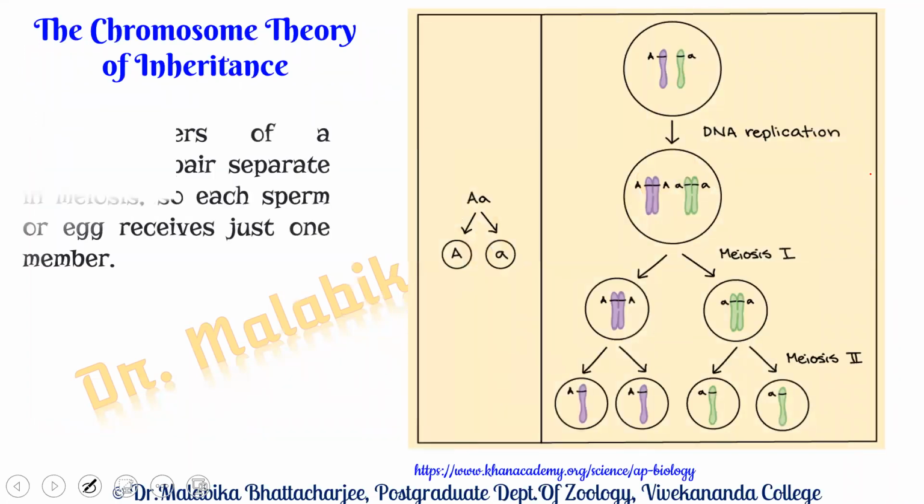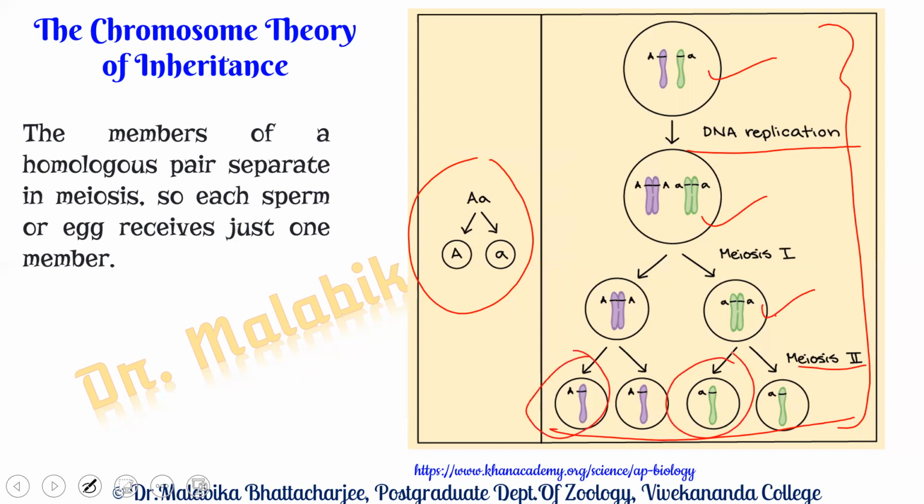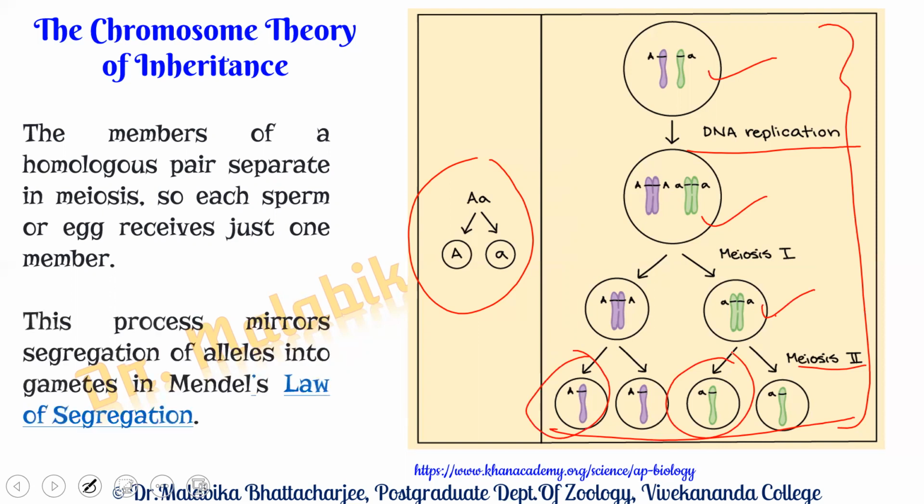Now, you remember Mendelism. As Mendel thought, capital A and small a segregated into two different gametes. Now, when we think in terms of chromosomes, in the cell we know S-phase DNA replication, meiosis 1, and meiosis 2, and you can see the formation of gametes: capital A gamete, small a gamete. So as you can see from the picture, this process mirrors the segregation of alleles into gametes in Mendel's law of segregation.